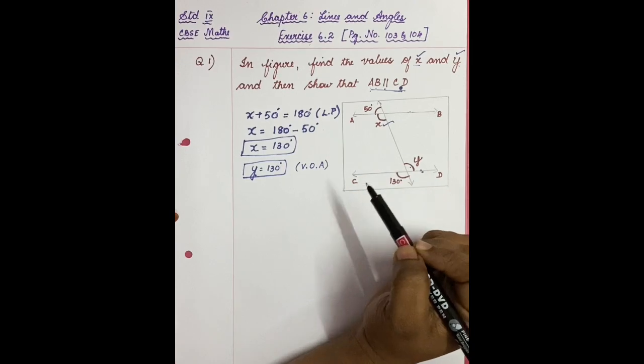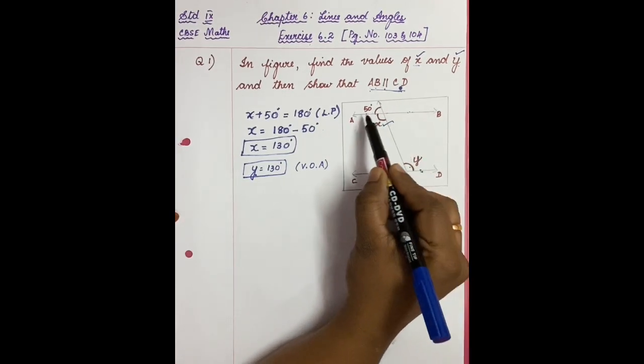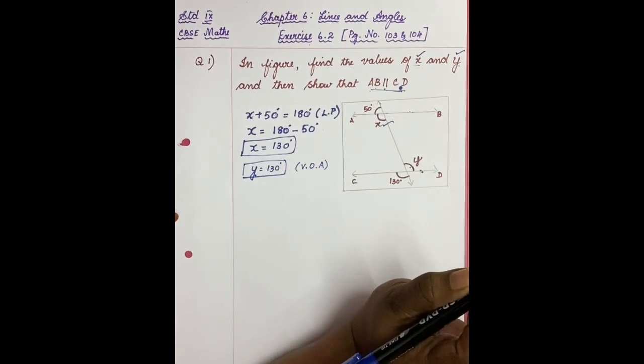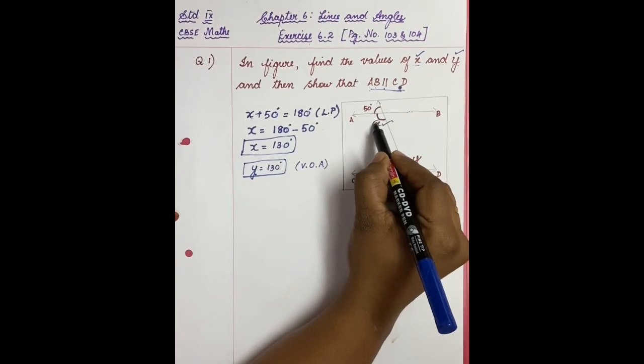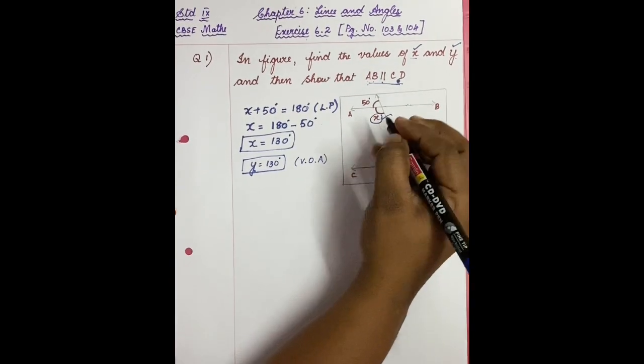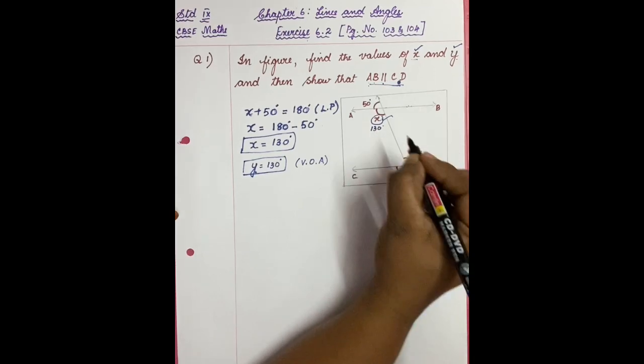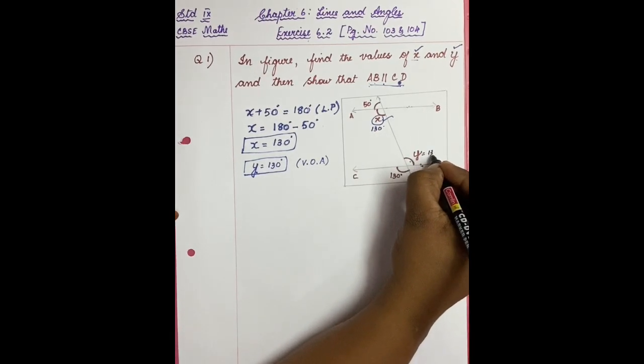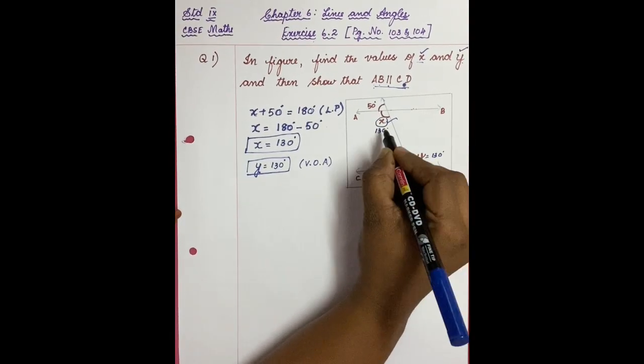So, if any one of the three options holds, we can easily prove that these two lines are parallel. Now, we know the x value. What is the x value? The x value is 130 degree. What is the y value? The y value is also 130 degree. So, x and y are equal.